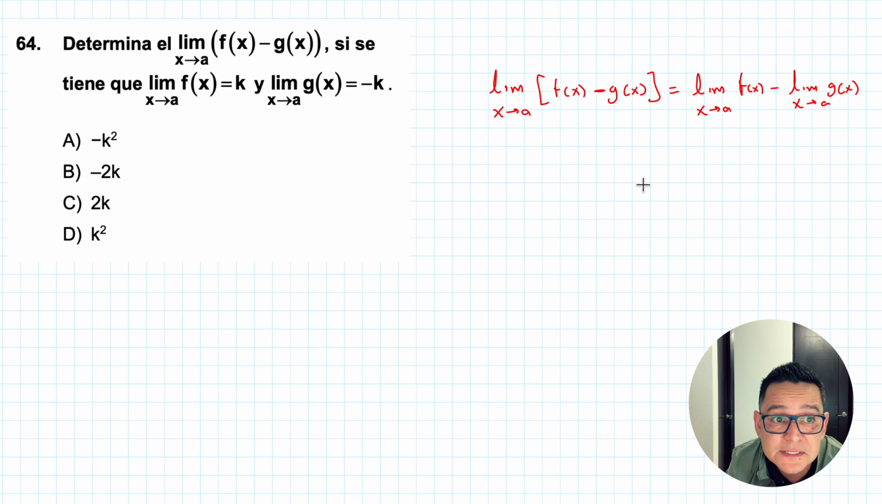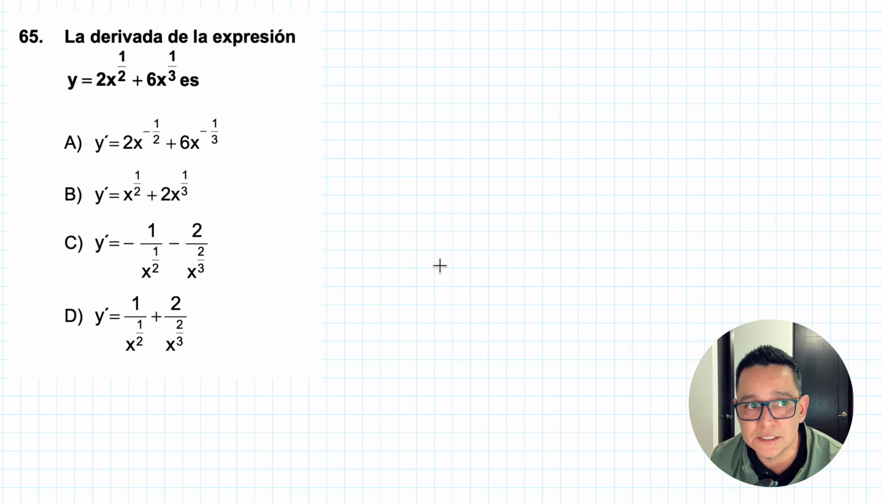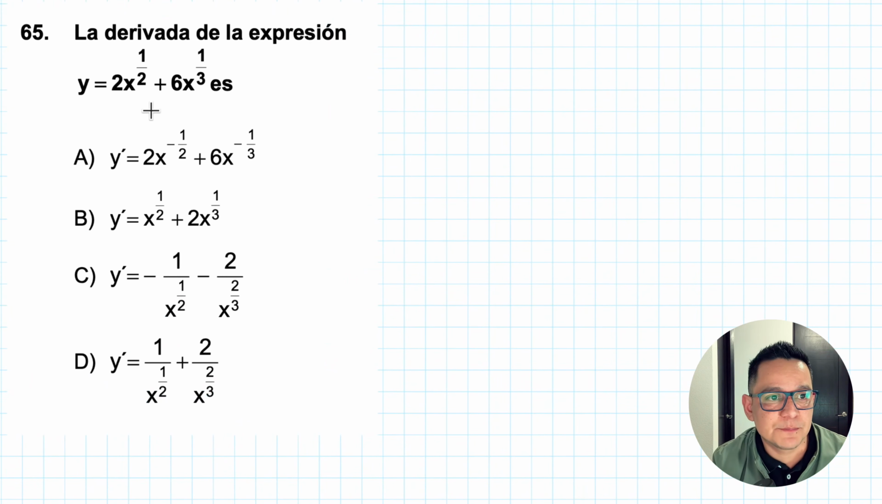And that's it. In this case, we already have everything, because they're already telling me the value of this limit. In this case, they're telling me it's k, right? So I'm going to write it as minus this other limit. They're telling me that this other limit is minus k. So I end up with k minus minus k. This is the same as 2k, right? So, option C is correct. Easy? Let's move to the next exercise, 65. It says the derivative of the expression y equals 2x to the 1/2 plus 6x to the 1/3. Well, these aren't expressions. That's a function.